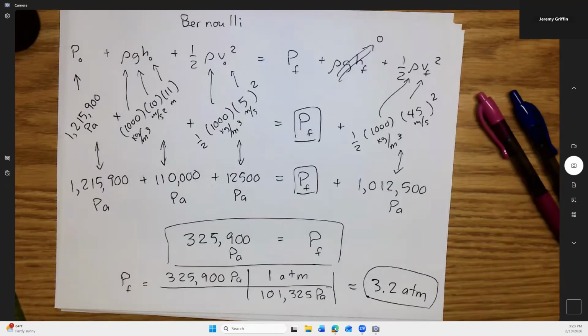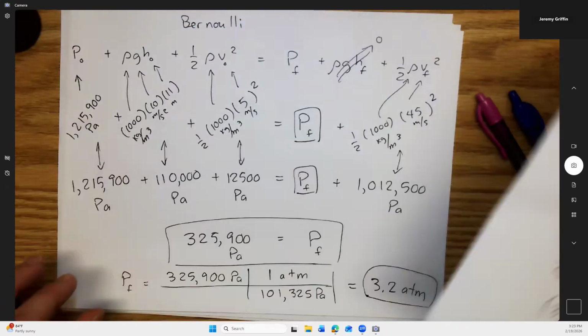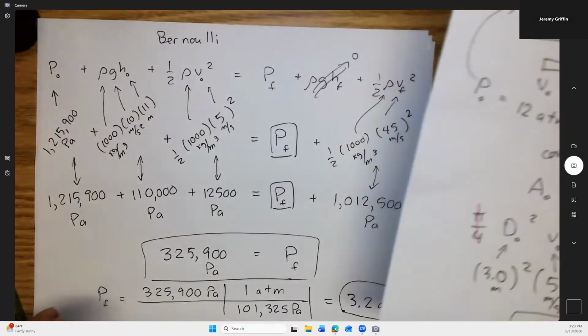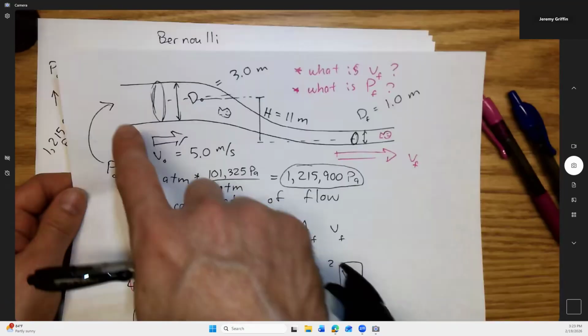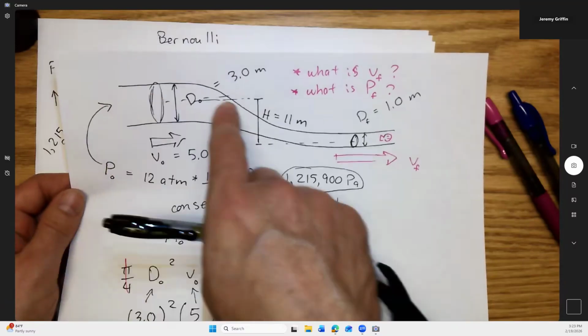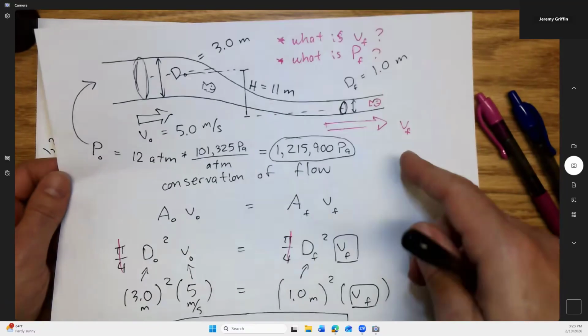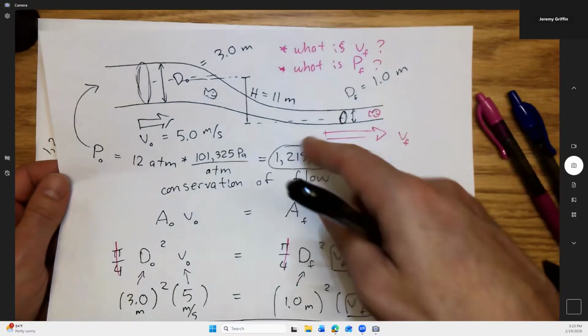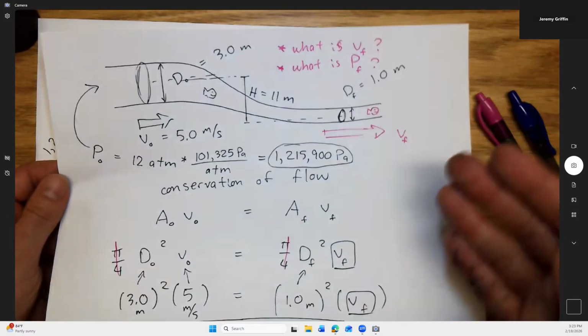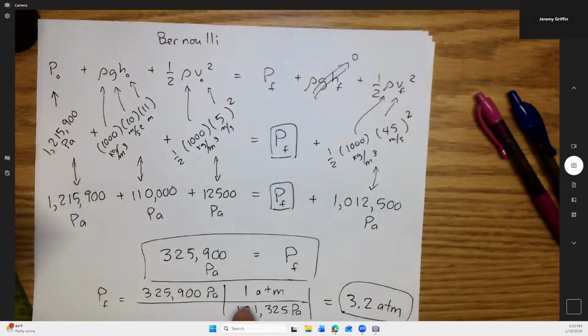To recap this whole thing, because that was kind of a long process, here's the big picture. I have water flowing from a large to a skinny pipe, and it's also going downhill. Going to the skinny pipe, the water has to speed up. That would decrease the pressure. Going downhill might increase the pressure a little bit, so there's a trade-off. Overall, the pressure definitely decreased.